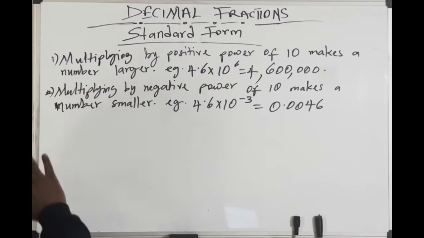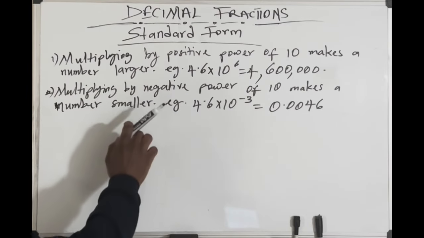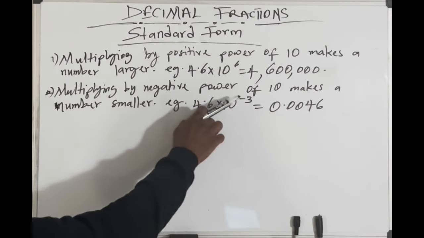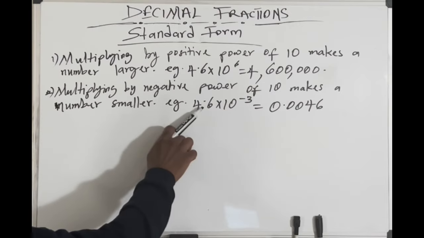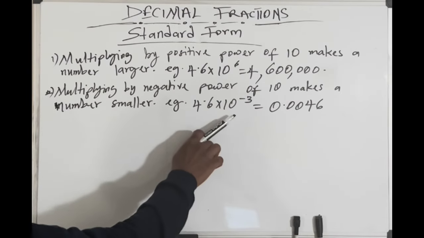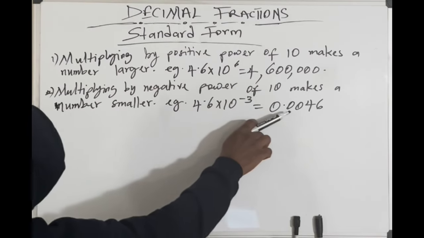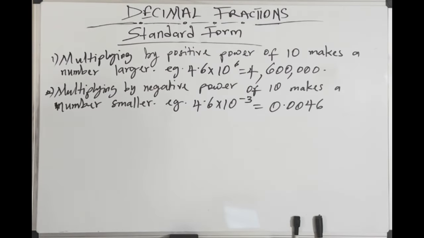And then the other way around, when we multiply by a negative power, you get a smaller number. So the same thing, 4.6 times 10 raised to the power negative 3, we have a very small number, 0.0046. So that's the difference. When it's positive, you get a bigger number. When it's negative, you get a smaller number.